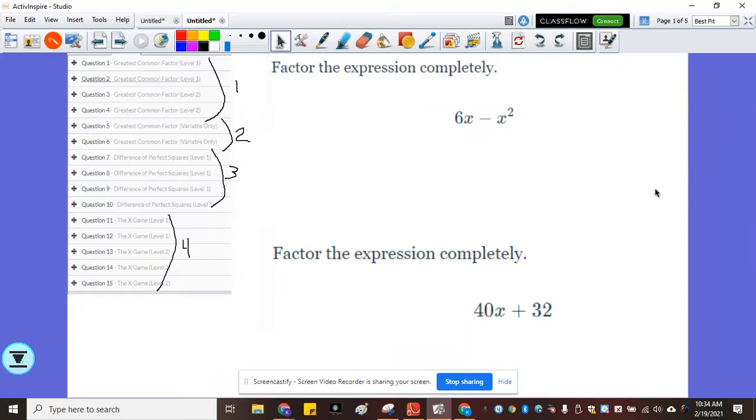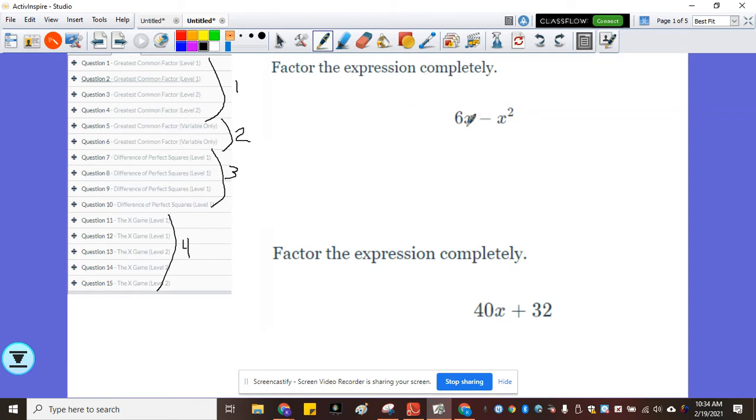Okay, so to get ready for our quiz today, we're going to do 2 of each type of question. There are 4 different types, so these will be 8 questions total. The first one is factoring using the greatest common factor. This is how our quiz is set up. There's easy ones and a little bit harder, and then just variables. So that's greatest common factor.